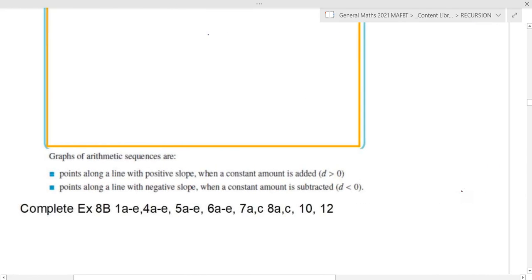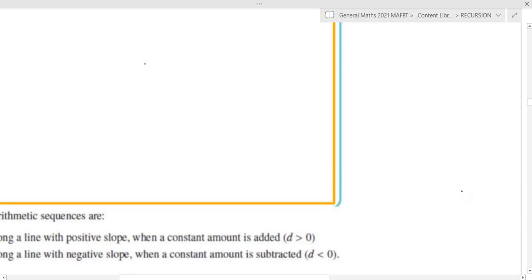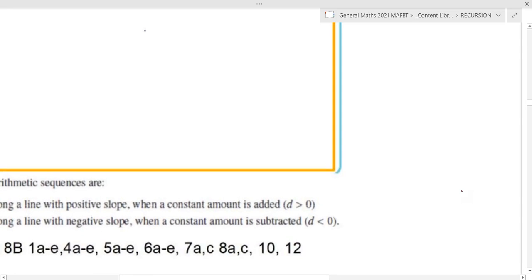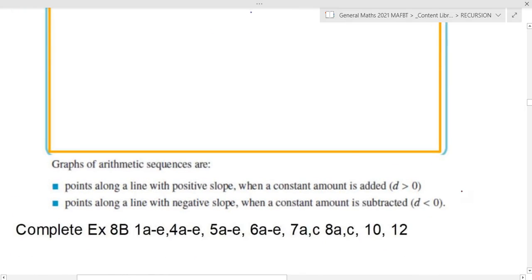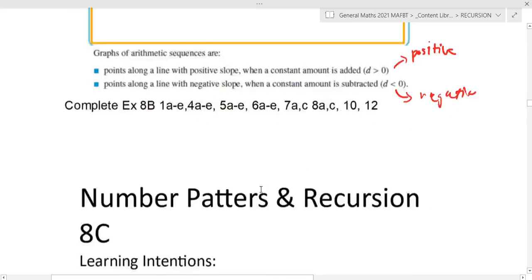Okay, listening. Last bit here. Remember that if your common difference is greater than 0, which means it's positive, your graph will be going upwards. But if your common difference is below 0, it's going to be negative, so it's going to be going downwards. Alright, so that's it for this.